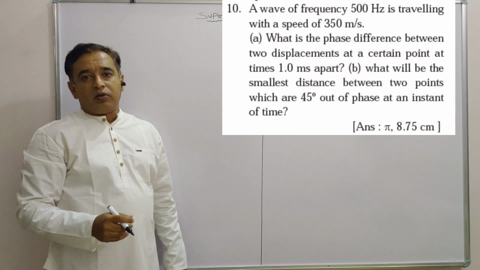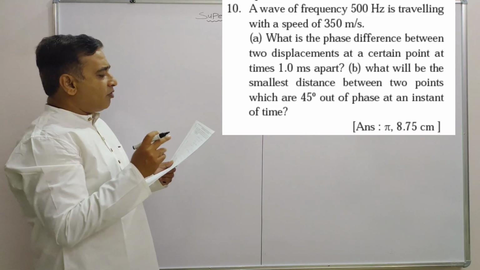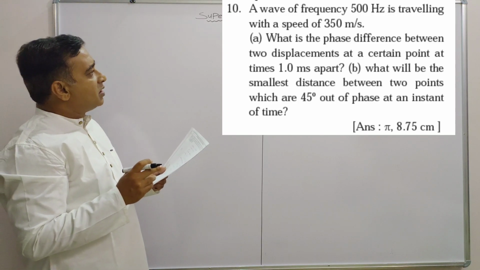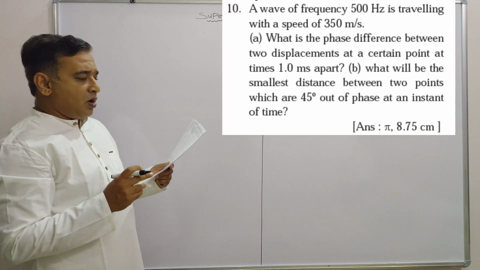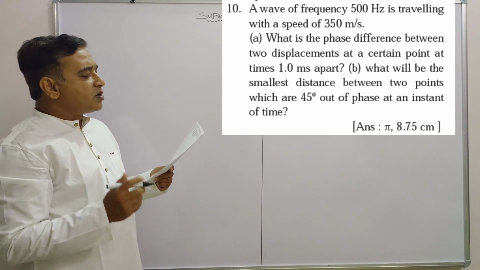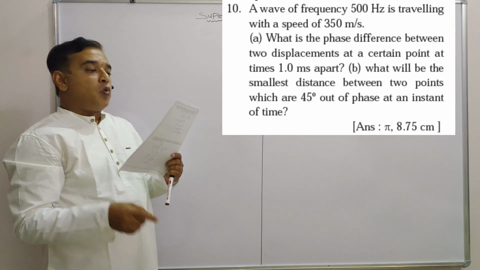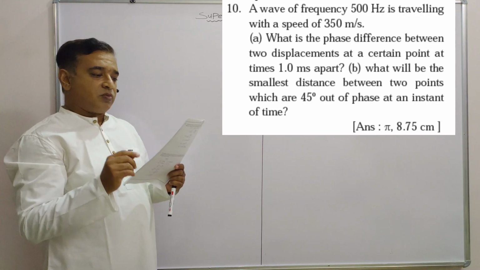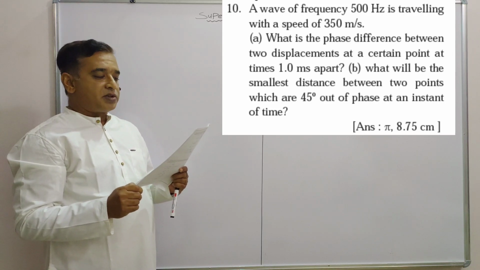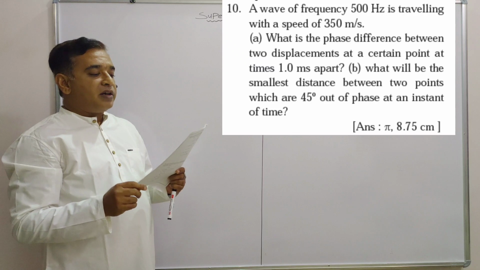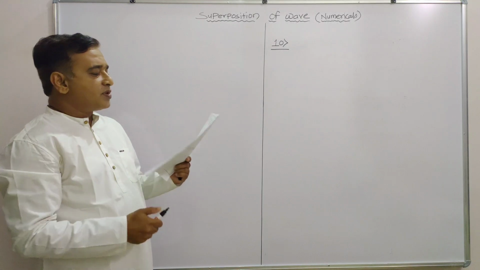Now the 10th numerical problem. See the problem. I'm going to read, you're also going to read with me. The problem is a wave of frequency 500 hertz is traveling with a speed of 350 meter per second. A. What is the phase difference between the displacements at a certain point at a time 1 millisecond apart? B. What will be the smallest distance between 2 points which are 45 degree out of phase at an instant of time?